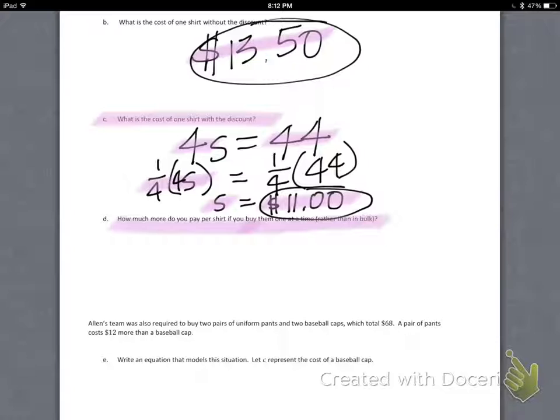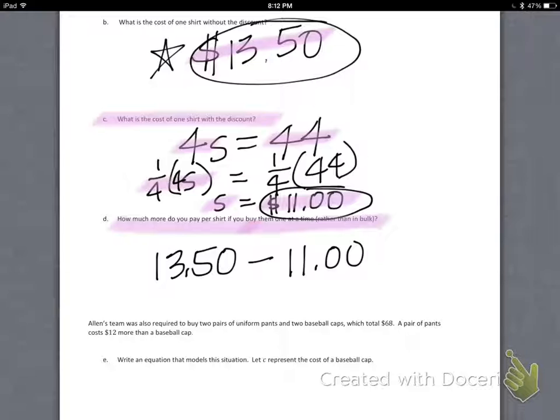But anyway, how much more? Pretty simple. You just take your $13.50, which is without the discount, buying 1 at a time, minus 11, which is your price when you buy 4 or more at a time, and that equals $2.50. So you saved $2.50 per shirt.